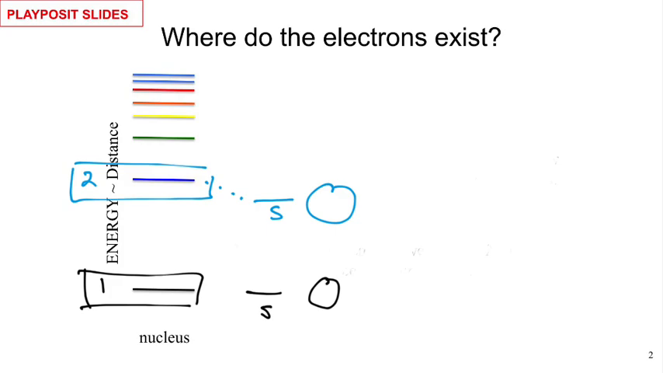I know, challenging first day, getting curveballs. How do we tell the first and the second energy s orbitals apart?